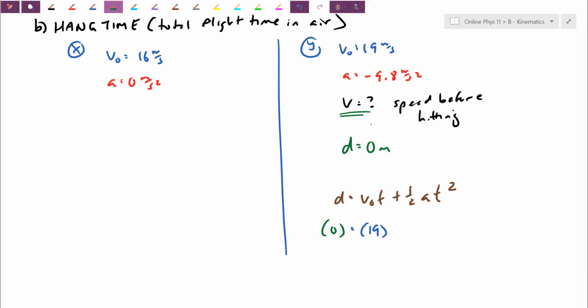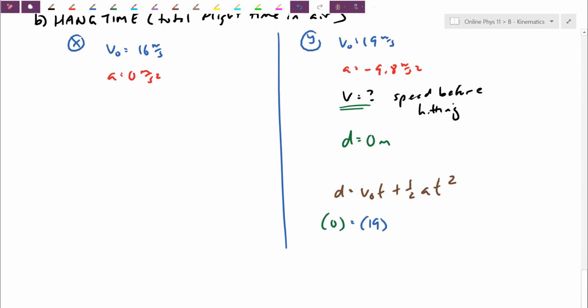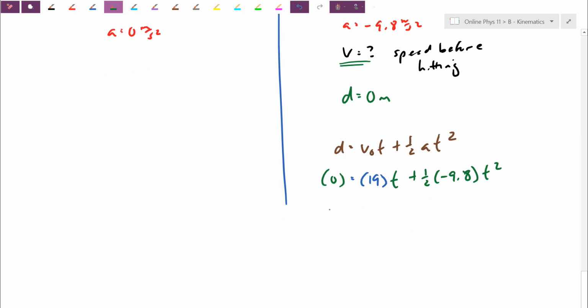Again, using symmetry, I could have already said 1.9 seconds upwards, so it's going to be 3.8 seconds total. I'm going to pretend I don't know that yet, so let's just go with t plus 1/2, the acceleration is negative 9.8, t squared. Let's clean this up a little bit. 0 is equal to 19t minus 4.9t squared. Right? So it's doable. It's one equation, one unknown. I should be able to solve for t.